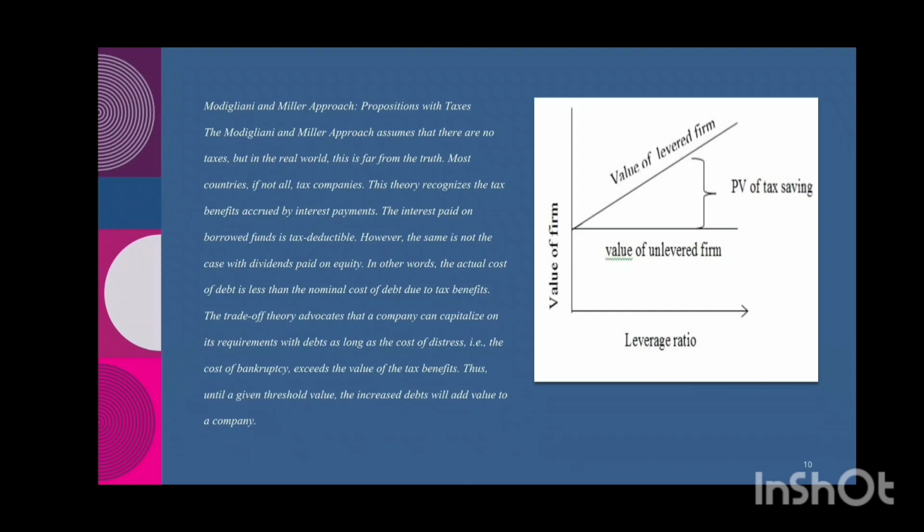Modigliani and Miller approach proposition with taxes. In 1963, Modigliani and Miller recognized that cost of capital and value of firm are also affected by capital structure, due to the availability of interest charges as a deduction for income tax purpose. So there is a difference between value of levered and unlevered firm. Debt can also provide the tax benefit, and up to a certain limit it adds value to a company.